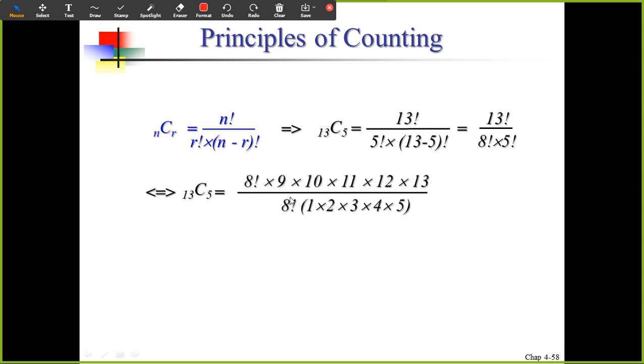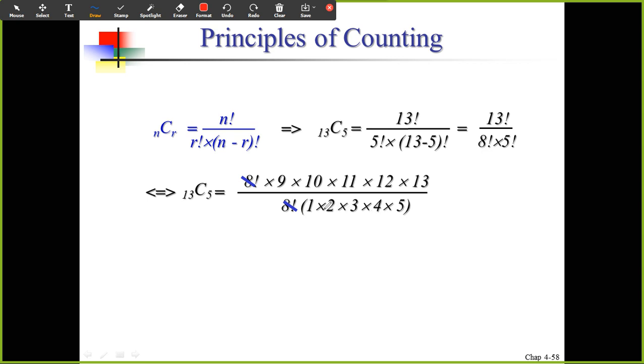So again, now we have 13 factorial divided by 13 minus 5 factorial multiplied by 5 factorial. We do the same thing as before, but now we cannot find 5 factorial up here. That's why we can expand in order to cancel some numbers over the bar and under the bar. So first we can cancel 8 factorial, and next, what else can we cancel?